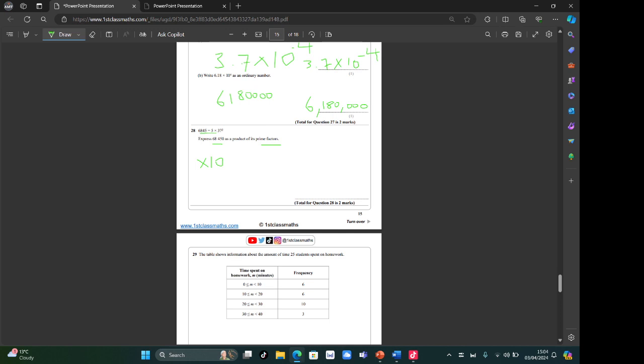Let me check it. Does that make sense? So I'm going to multiply the right-hand side by 10. So I'm going to have 5 times 37 squared. Now I can write 10 as 2 times 5.